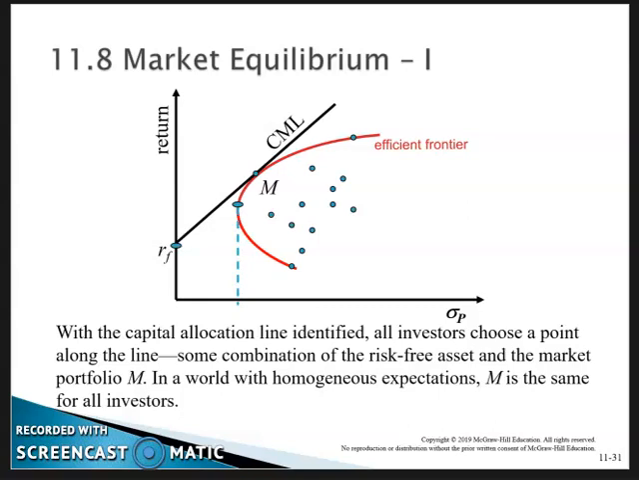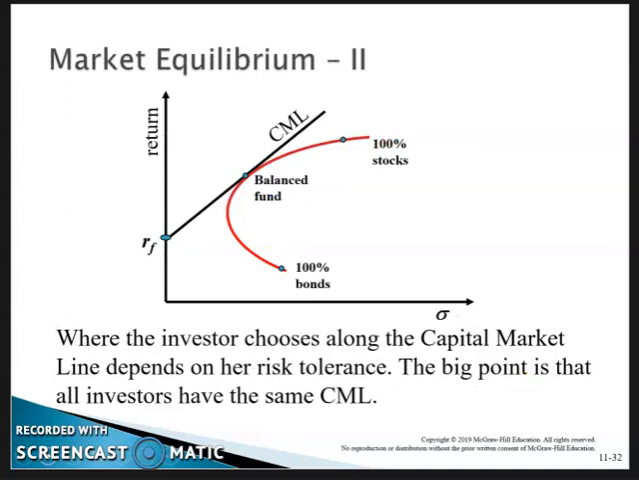In the capital asset pricing model, one of the big assumptions is that investors have homogeneous expectations. In other words, this optimal portfolio is the same for all investors. It's kind of a stretch, but even so, it still works as a tool for market analysis. So an investor chooses along the capital market line, depending on his or her risk tolerance. The main point here is that all investors have the same capital market line.